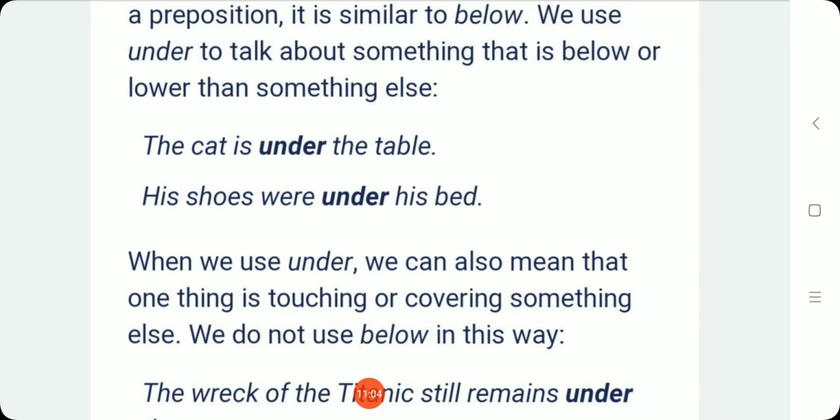See, look at this one also. We use under to talk about something that is below or lower than something else. The cat is under the table. His shoes were under his bed.